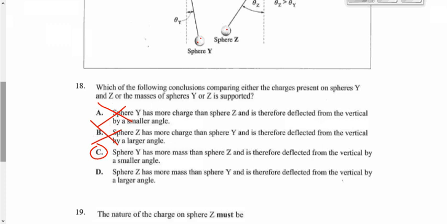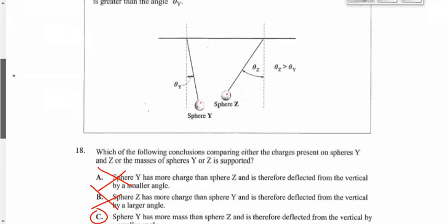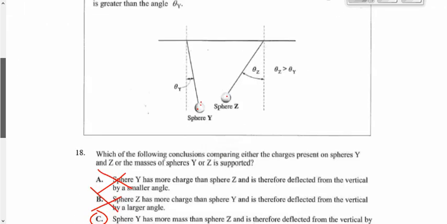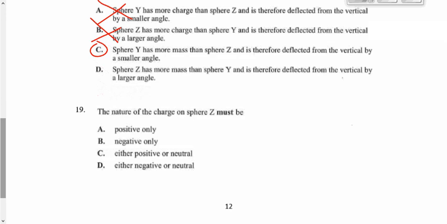The nature of charge on Z must be, Y is positive, it tells us in the question. So Z must be, could it be negative? Yep, or it could be neutral, because positive will attract negative, and positive will also attract neutral. So it would be negative or neutral. Answer for number 19 is D.